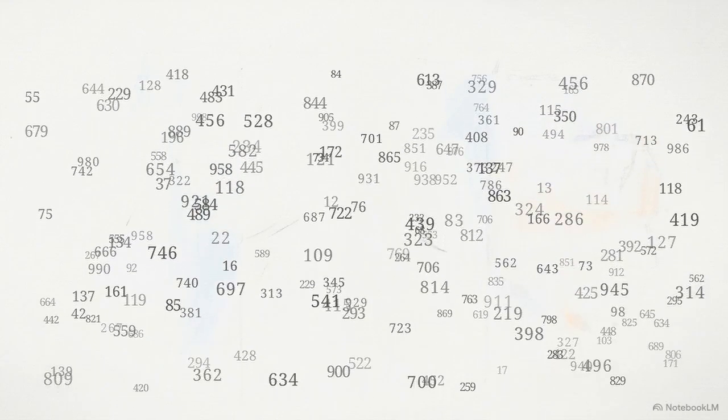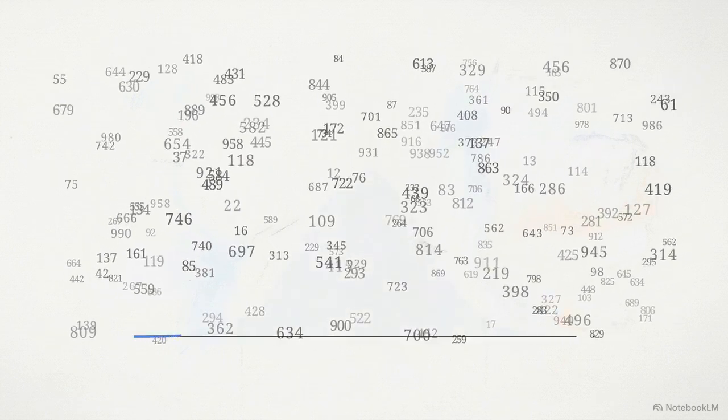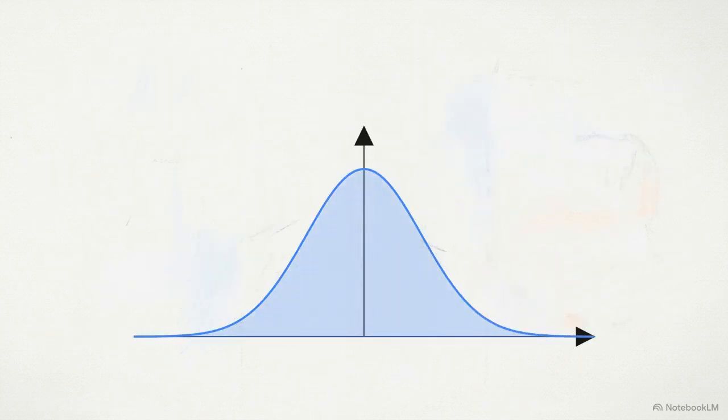Look at a raw spreadsheet. Thousands of rows of data are completely useless to human eyes until we organize them. To actually make sense of raw information, we need to answer two basic questions. Where is the center of this data, and how far does it spread out from that center?